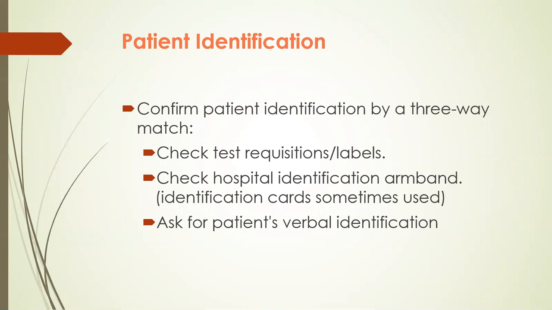You want to confirm the patient identification by a 3-way match. So first you want to check that test requisition and the labels. Check the patient's identification armband. And if you're in a clinic type setting or a mobile type setting, that patient may not have an armband. They may have some type of identification card. Whichever is being used as a third check, you want to make sure you ask the patient to verbally identify themselves to you.